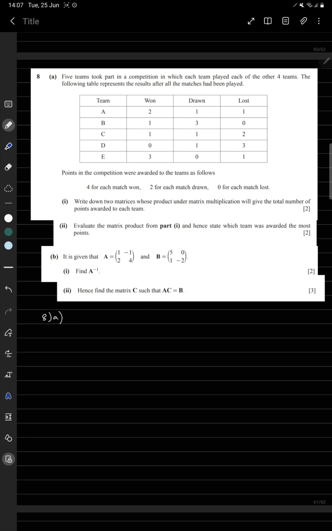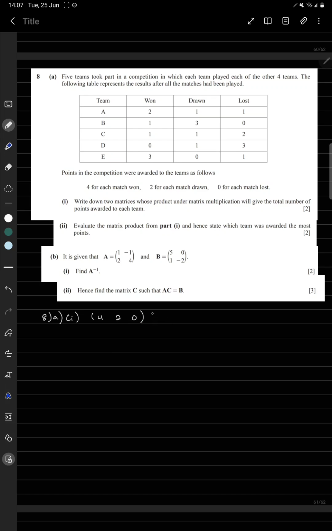Now points in the competition were awarded to the teams as follows: 4 for each match won, 2 for each match drawn, and 0 for each match lost. Part 1. We're going to write down two matrices whose product under matrix multiplication will give the total number of points awarded to each team. Okay, in this one, we know that we'll get 4 points for winning, 2 points for drawing, no points for losing.